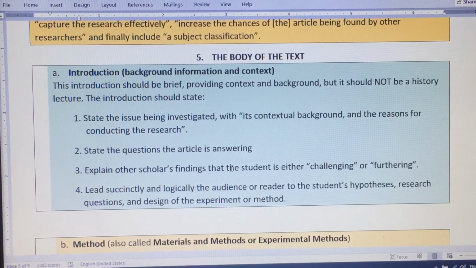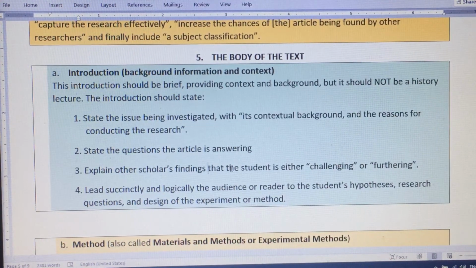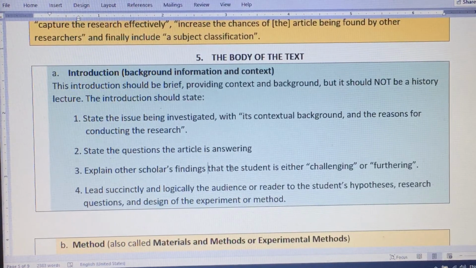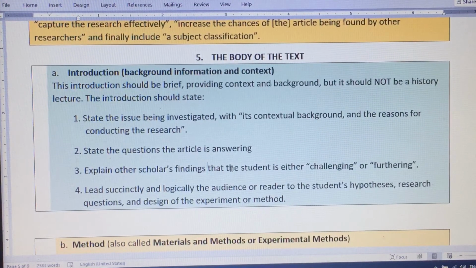And the fourth element in the introduction, which needs to be really short, needs to lead the reader or the audience very logically to the hypotheses, whether it's one or many. Hypothesis is singular and hypotheses is plural. And of course, the research questions, what they are, and the steps that you are going to follow in order to achieve the aim of your article, and the design of your experiment or the method.